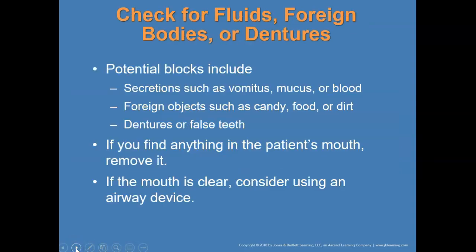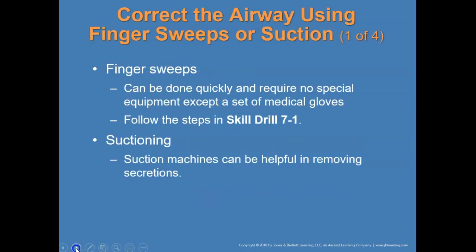Check for fluids, foreign bodies, or dentures. Potential blocks include secretions such as vomitus, mucus, or blood, foreign objects such as candy, food, or dirt, dentures, or false teeth. If you find anything in the patient's mouth, remove it. If the mouth is clear, consider using an airway device.